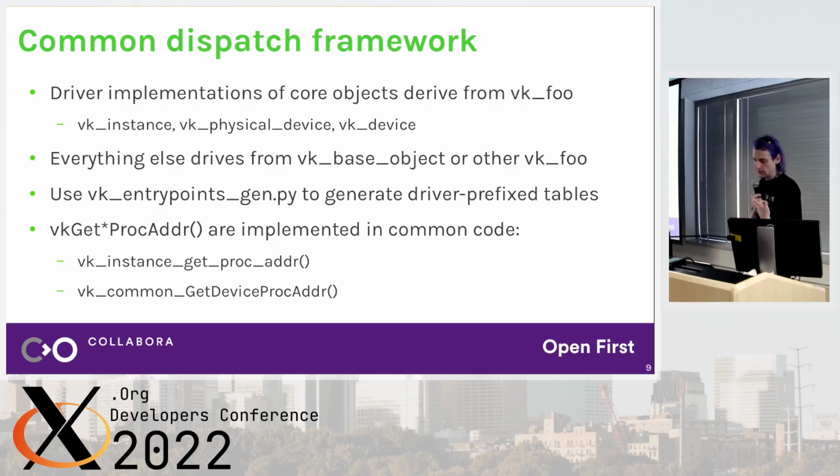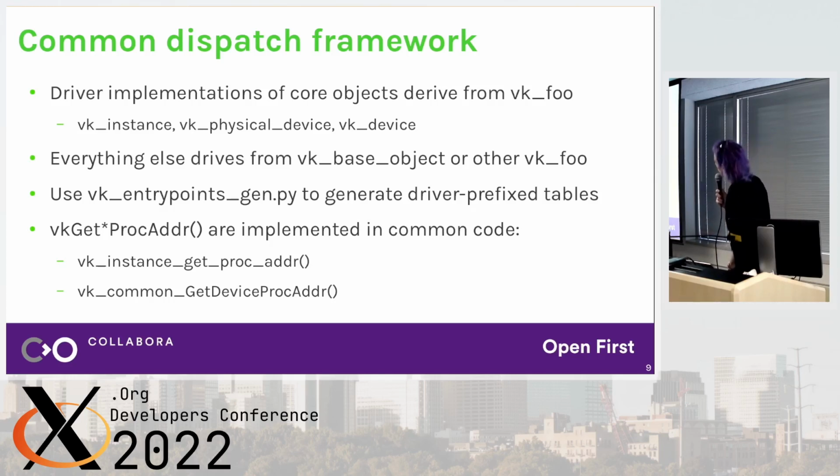You then use this vk_entrypoints_gen script somewhere in your driver directory. You call it from your Meson, and it will generate entry point tables with driver name prefixed entry points for everything, and then automatically populate. And then it also generates extern tables that you can then hand in when you initialize the objects. And then from there, vkGetProcAddress is implemented for you.